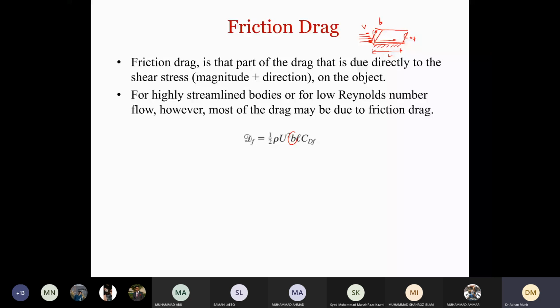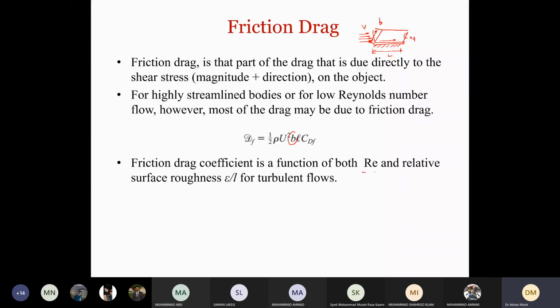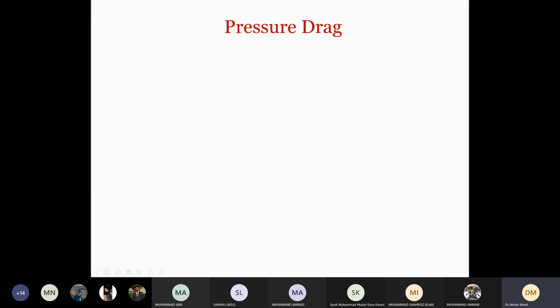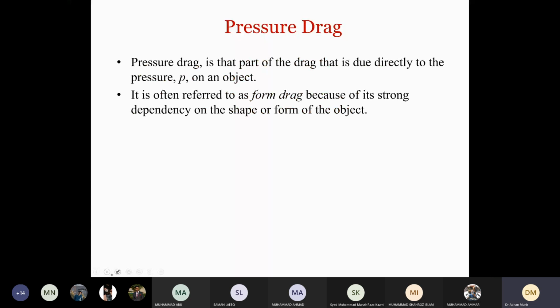So now friction drag force is a function of both Reynolds number and relative surface roughness E by L for turbulent flows. We'll see that later on also. And then the other type of drag force is because of the pressure force. Pressure drag is that part of the drag that is due directly to the pressure on an object, right? Now, the most common example that we saw is this case.